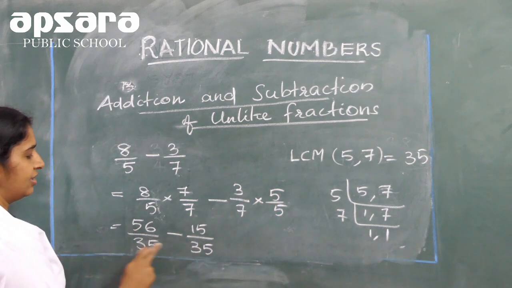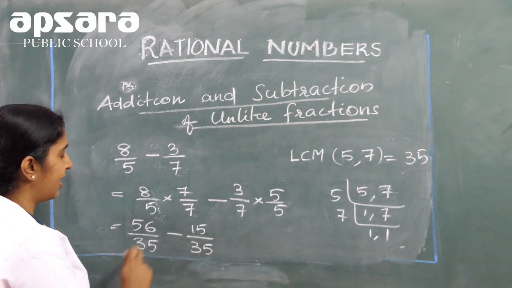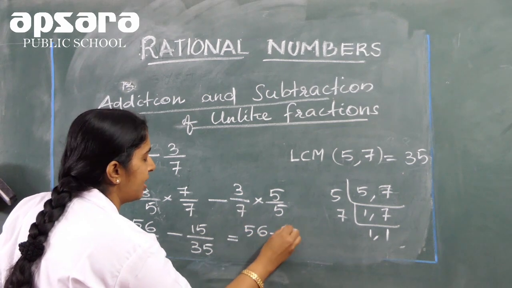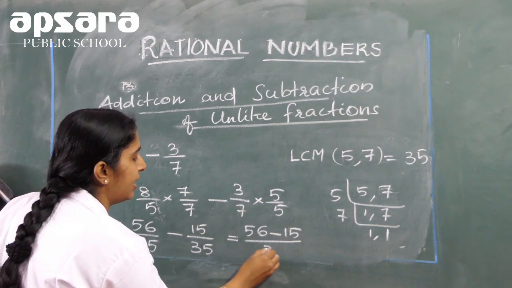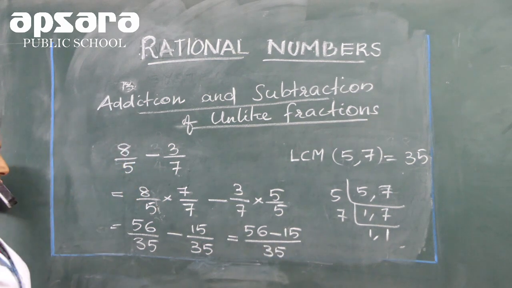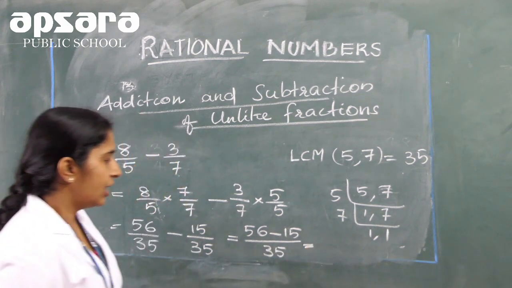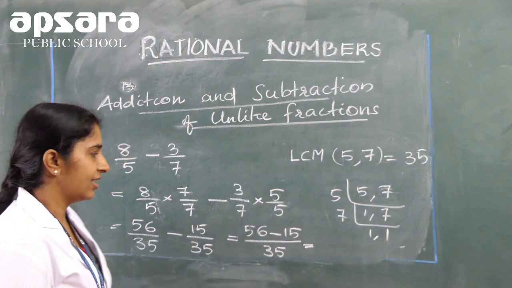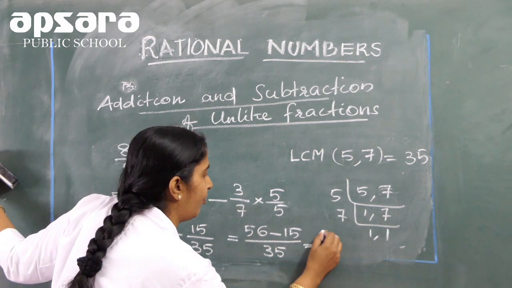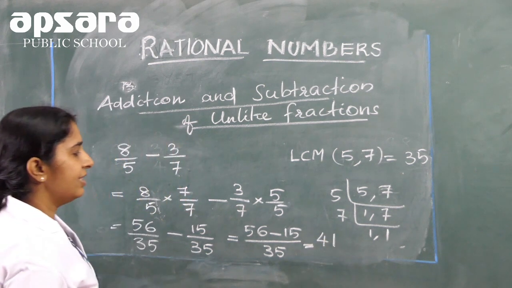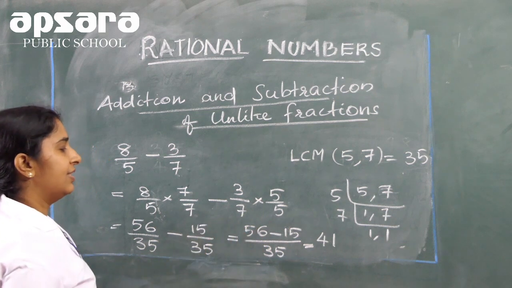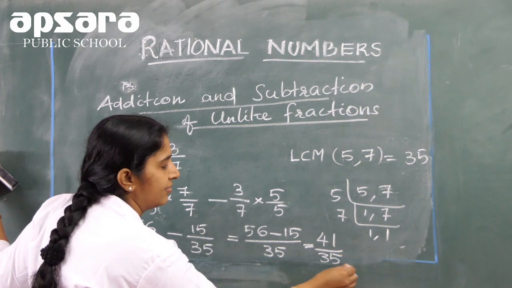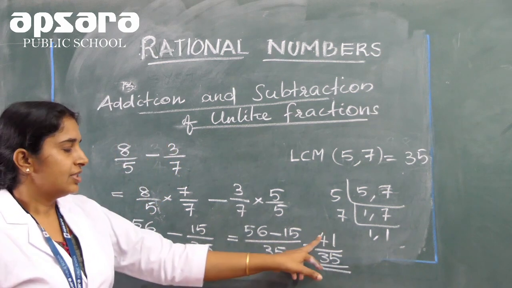So you are getting the same denominator 35. So 56 minus 15, that's what we have to do. 56 minus 15 divided by 35 equals, now you have to subtract the numerators. 56 minus 15. What will be the answer? 41, right? 41 plus 15 is 56. Divided by denominator 35. So, this is the answer.